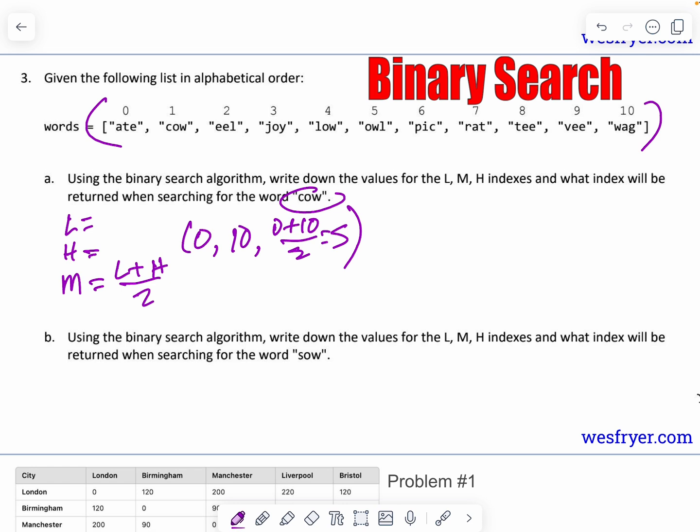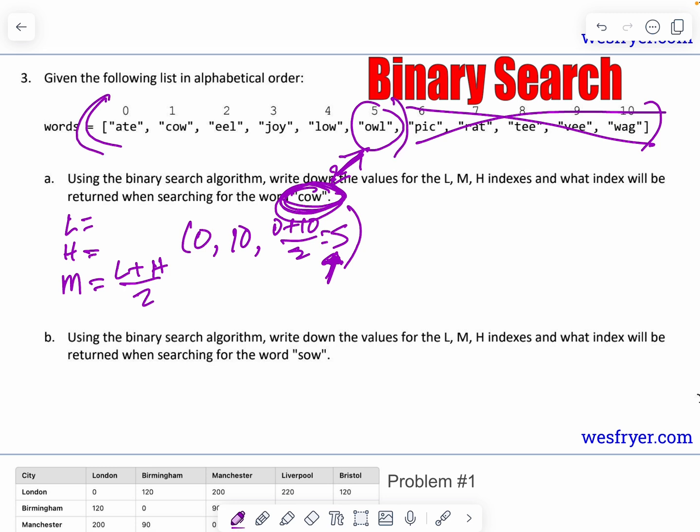Now, we are going to be comparing our search term, in this case, it's cow, to whatever the index term is for M. So in this case, it's 5. So we are looking at cow compared to owl, and we're looking at how they fall in the alphabet. Okay, cow comes before owl, C comes before O. So we can mark out the right side of the list. Remember, this is a sorted list. And we know that our search term, if it's in the list, is going to be in this left-hand side.